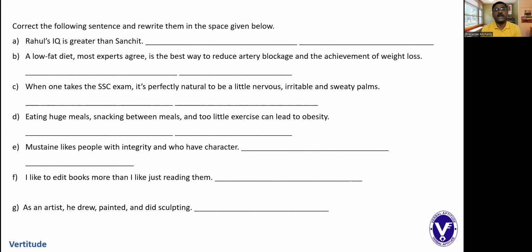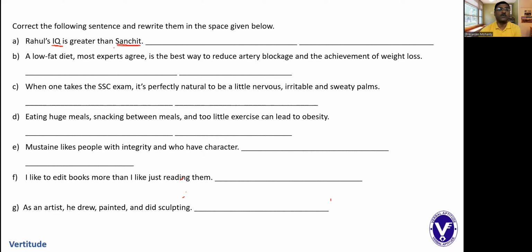Rahul's IQ is greater than Sanchit. Rahul's IQ is greater than Sanchit. If I look at this sentence, I'm comparing IQ with Sanchit. Rahul's IQ is greater than Sanchit, means IQ is bigger than Sanchit. But I'm comparing Rahul's IQ with the IQ of Sanchit.